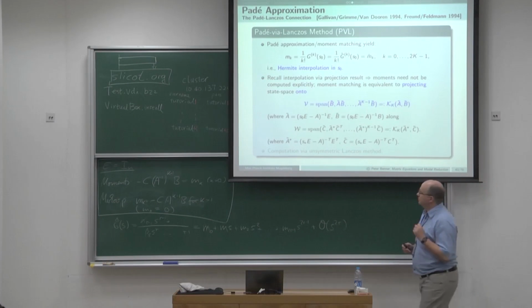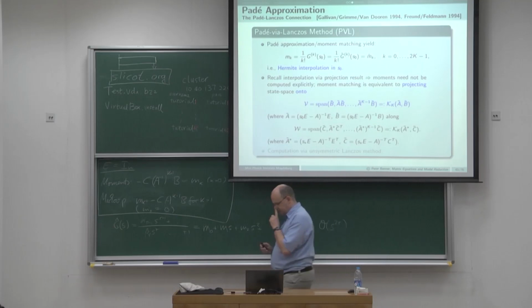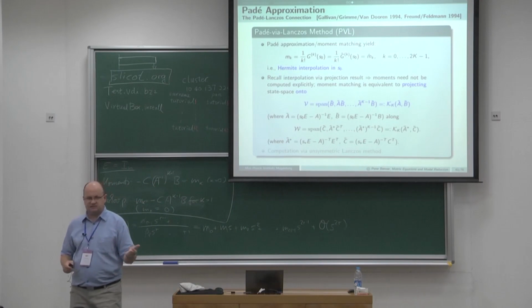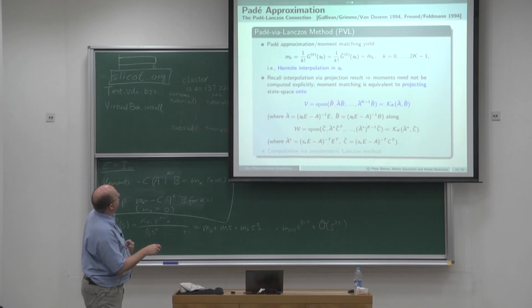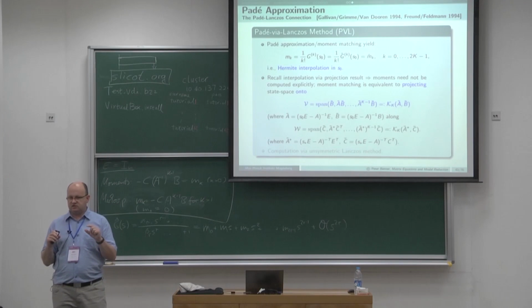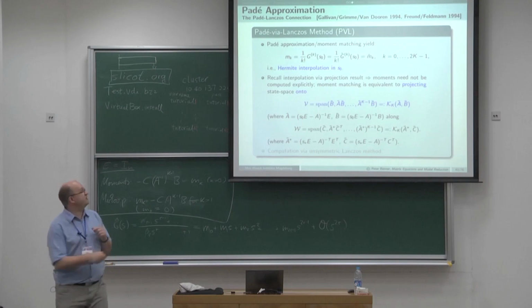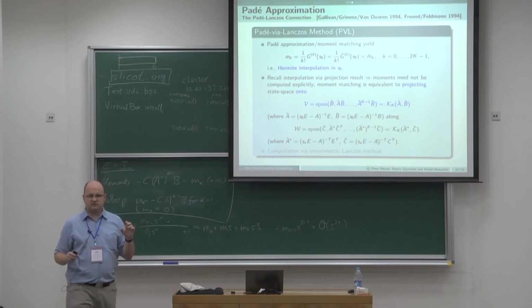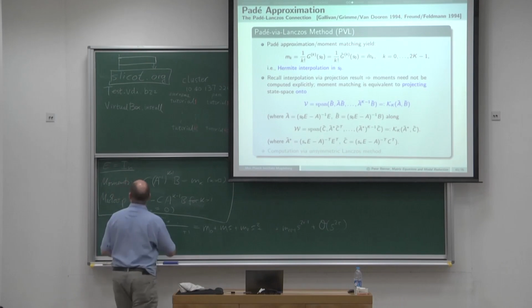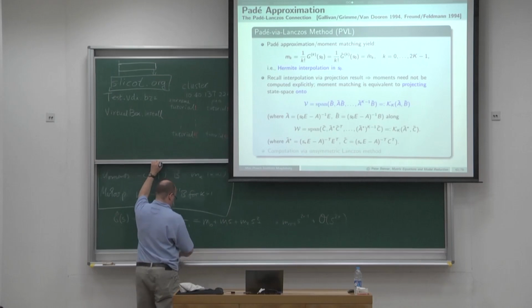But Roland Freund also made the observation that if you use the unsymmetric Lanczos process with B tilde and C tilde as starting vectors, the unsymmetric Lanczos process does compute the reduced order model with that property as a byproduct, so you don't have to do the projection explicitly. Let me just remind you, if you haven't seen it.